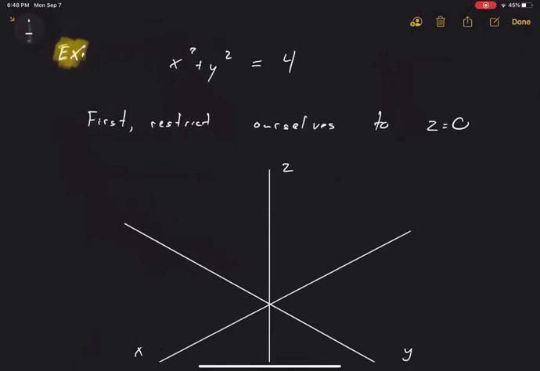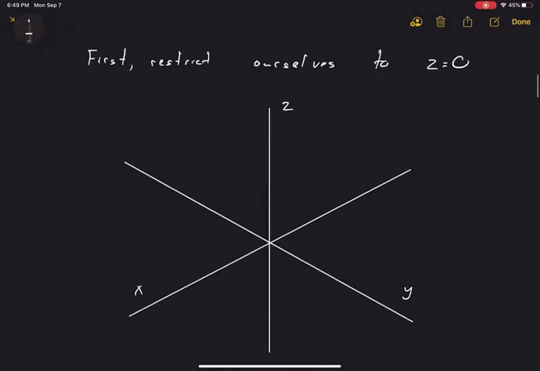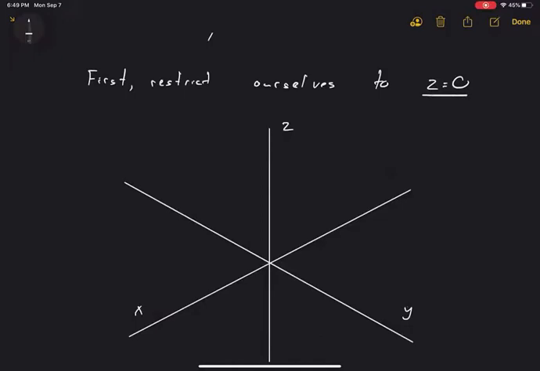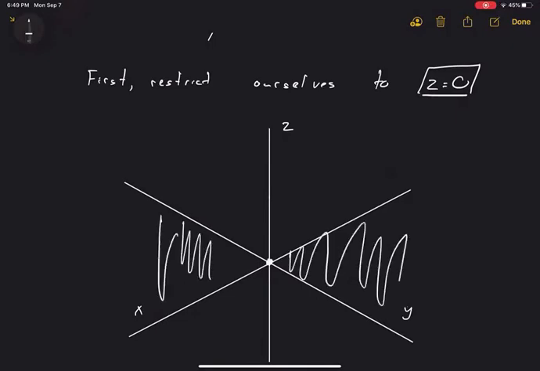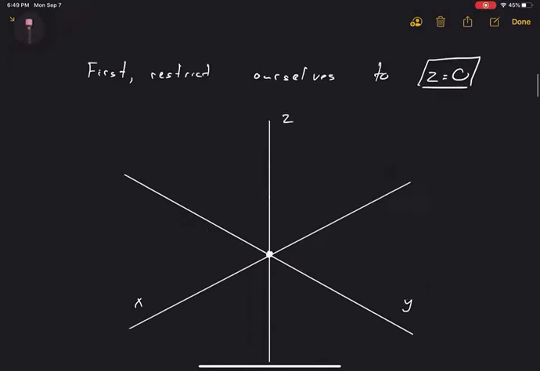Let's try and graph this thing in R3: x squared plus y squared equals 4. First, let's start by thinking about slices again. Let's say I take the slice through the plane z equals 0. Remember what z equals 0 means. This is a plane, and it's the horizontal plane, the xy plane. Okay, so we're confining ourselves to that.